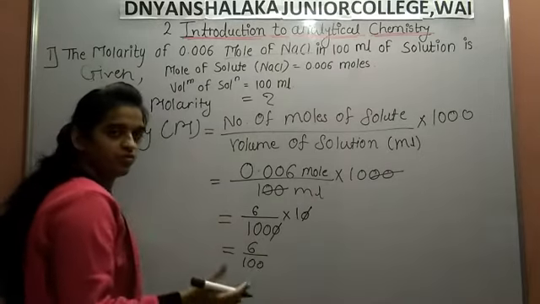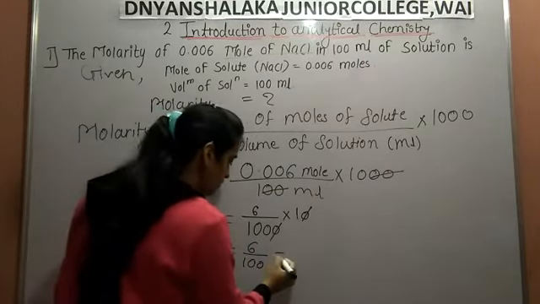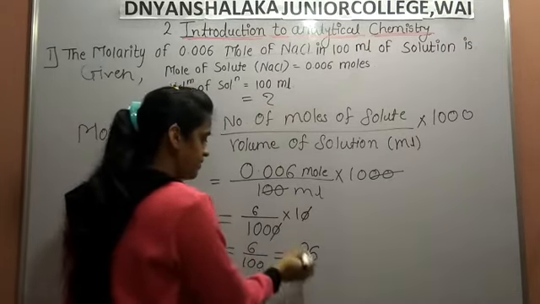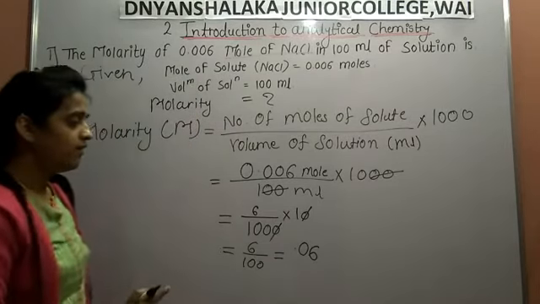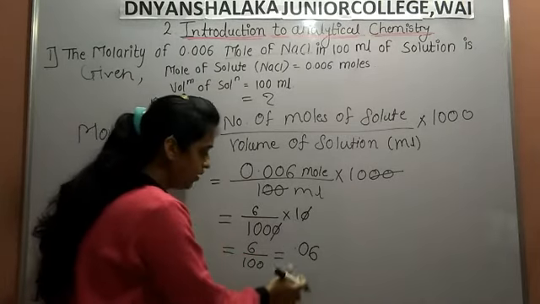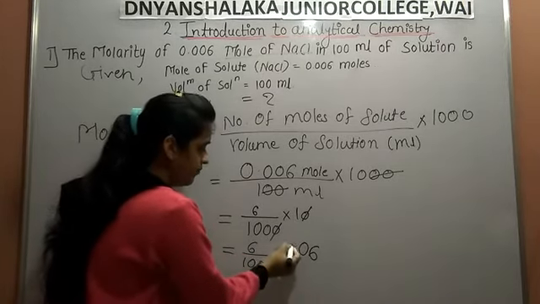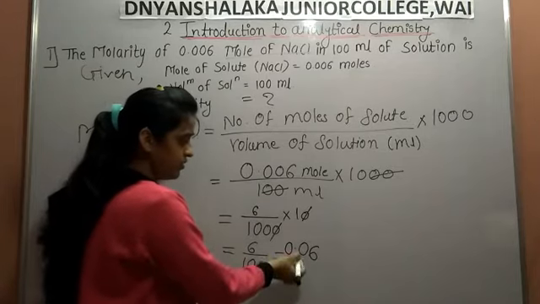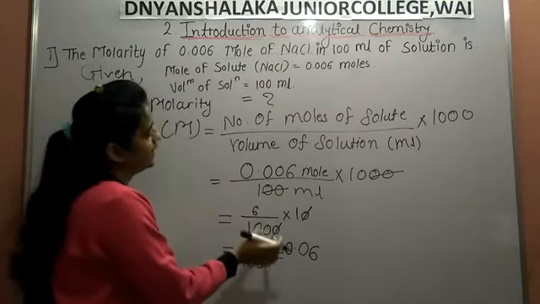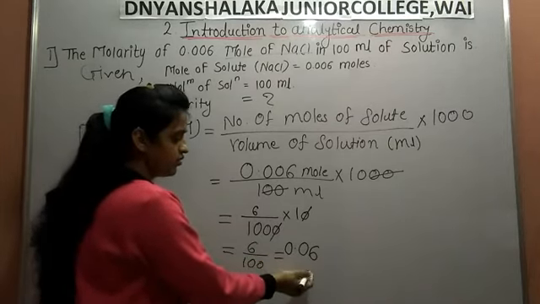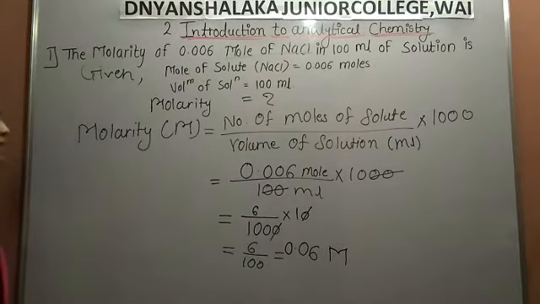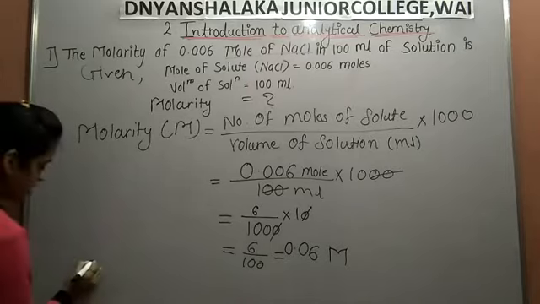So this 20 we make a decimal point, meaning 2 digits, and place a decimal point. After the decimal point, how many digits? These are 2 digits. So this decimal point shifts before the 2 digits. So the answer we get is a molarity of 0.06, and the unit of molarity is capital M or mole. So we get the molarity of the solution.